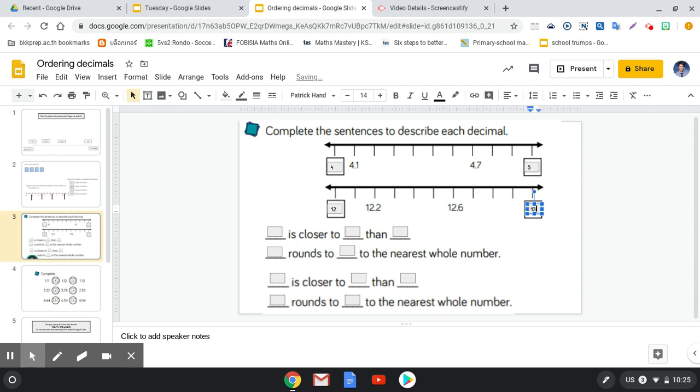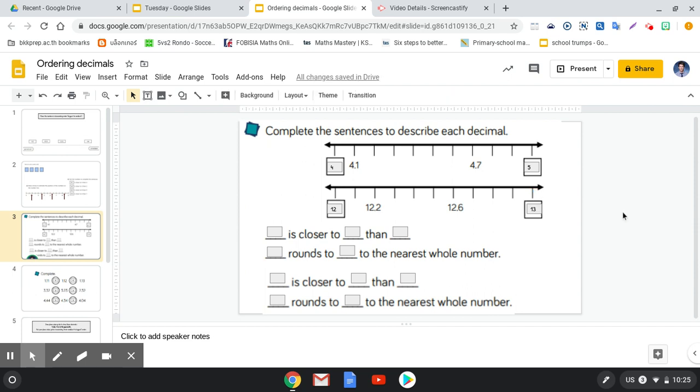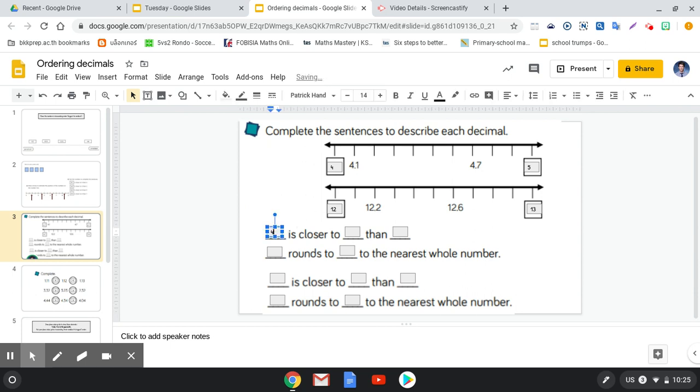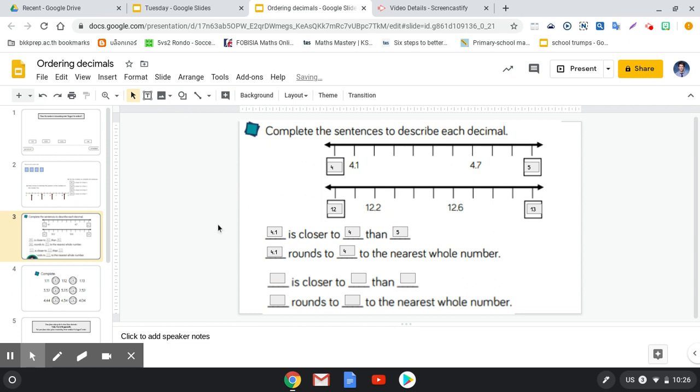So now this is going to help me to round the numbers to see what number it's closest to when I'm rounding. So I'm going to choose one of these decimals, and I'm going to go with this first one. I'm going to say 4.1. And then I'm going to use the number line to help me complete it. So 4.1 is closer to 4 than it is to 5. So 4.1 rounds to 4 to the nearest whole number.